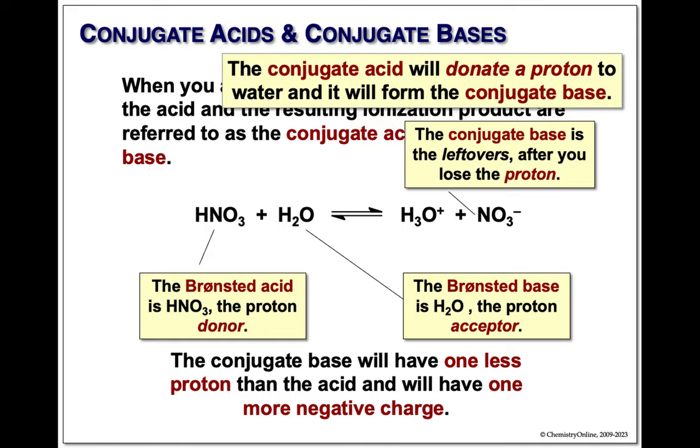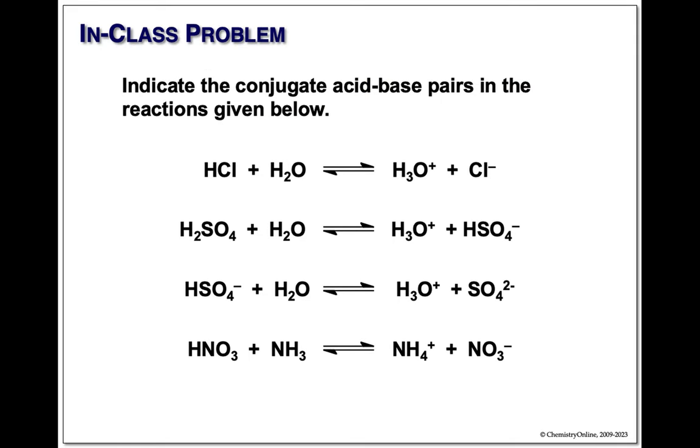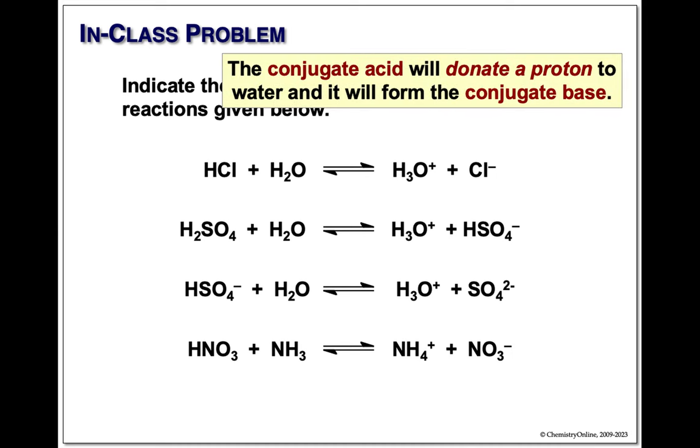Let's look at some examples. For HCl, the thing donating the proton, the Bronsted acid, is going to be HCl. The leftovers, after we have lost our proton, is chloride. This is the conjugate acid, and this is the conjugate base pair.